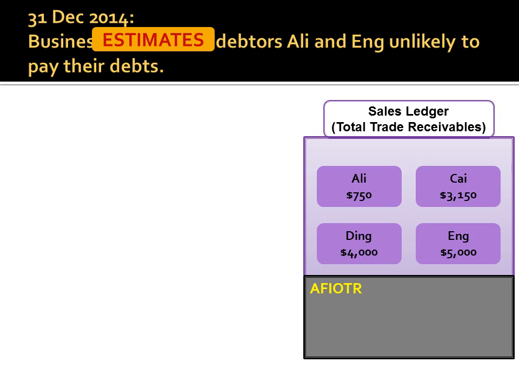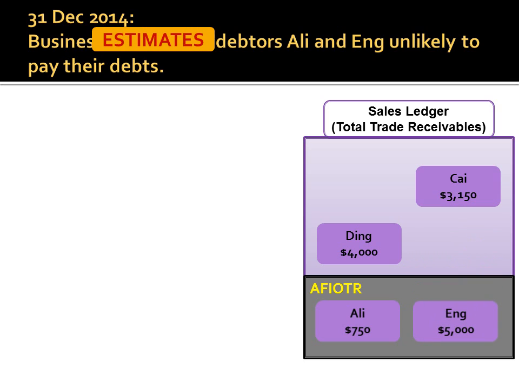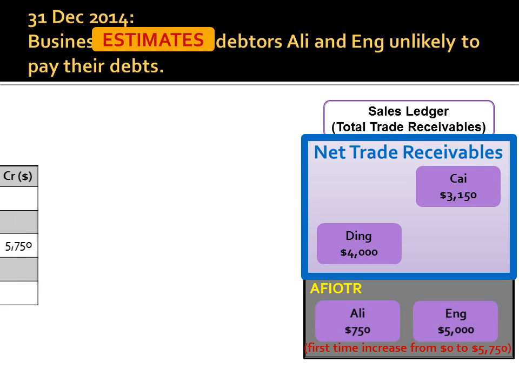Nevertheless, if anyone else were to know about whether these customers would pay up, the best people are probably the people working in the business. So the business will put both of these customers into the allowance for impairment of trade receivables account, which has a credit nature. We can see that this account has increased for the first time, and the increment is from 0 to 5,750.